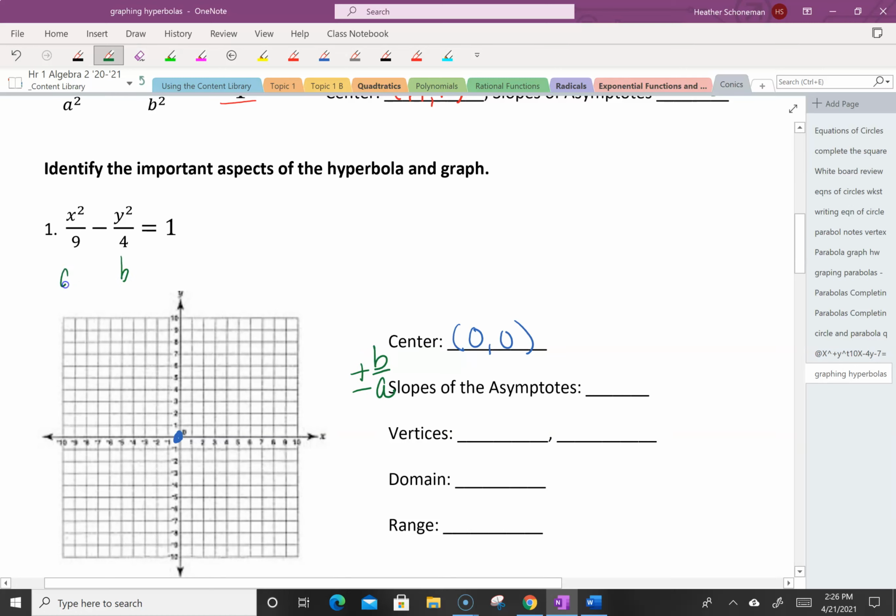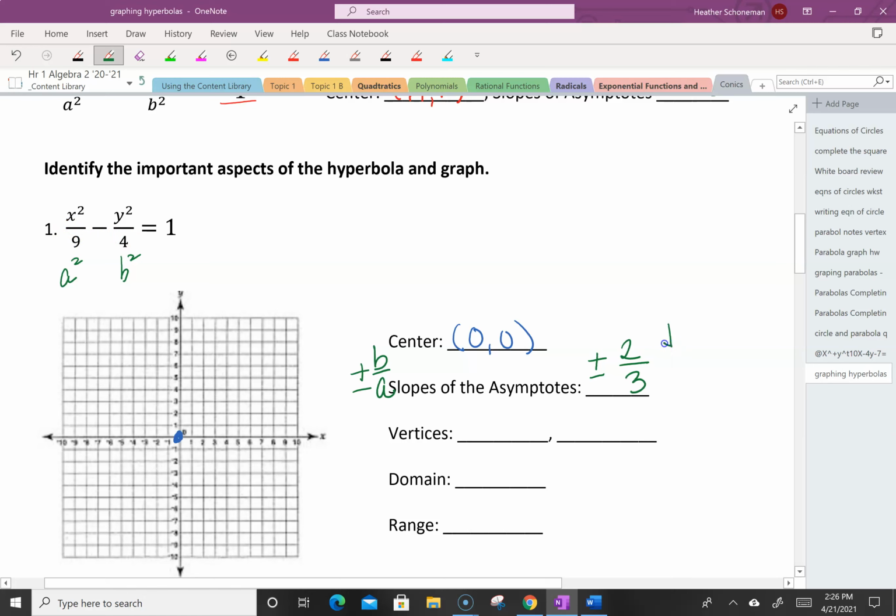Remember, this is b and this is a. Well, this is really b squared and a squared. The square root of b squared is 2, and the square root of a squared is 3. So you're taking the square root of the number on the right for the b, and the number on the left for the a. Now I'm going to use that to graph.